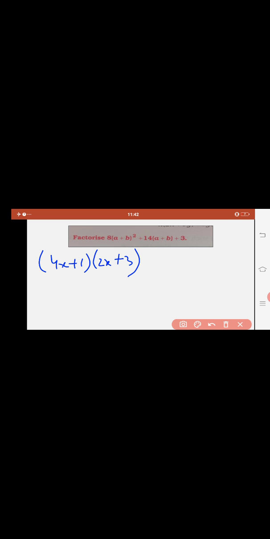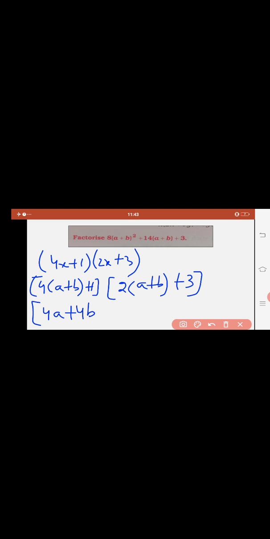Now putting the value of x, that is a plus b: in one bracket 4(a plus b) plus 1, and in the other 2(a plus b) plus 3. Now extending it, we have 4a plus 4b plus 1, and 2a plus 2b plus 3. So these are the factors which we are getting, that is 4a plus 4b plus 1 and 2a plus 2b plus 3.